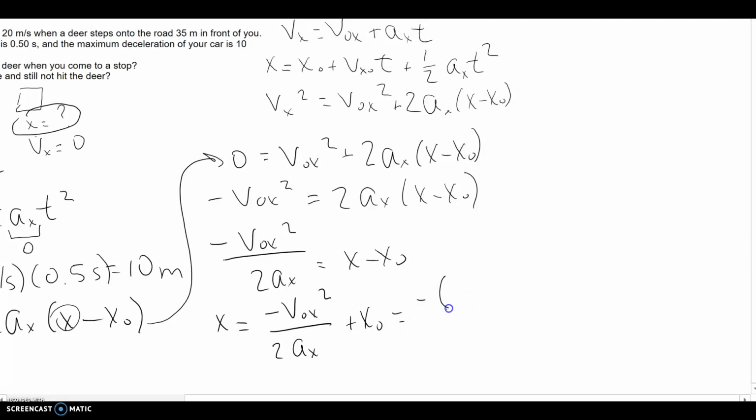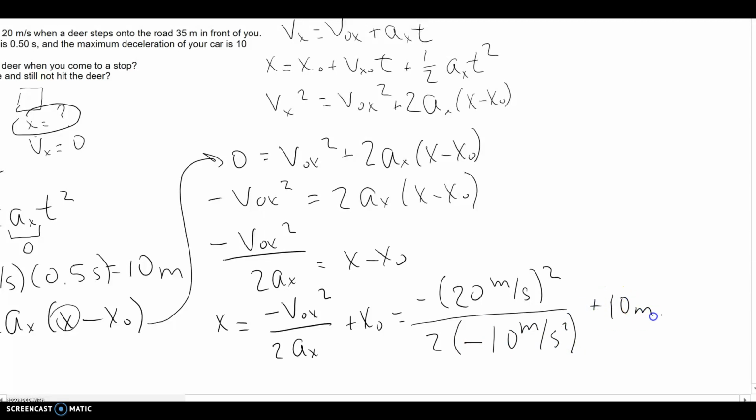So let's just plug things in here. We have negative our initial velocity, which is 20 meters per second. Square that quantity, so careful. That negative is on the outside of that square. Very important, as we'll see in just a second. 2 multiplied by our acceleration, which is a negative 10 meters per second squared, plus our initial position, which is 10 meters.